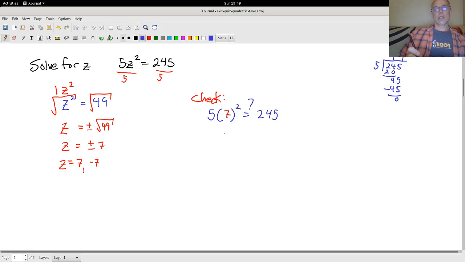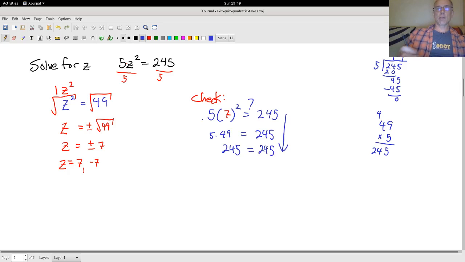7 squared is 49. And so now I have to check what 5 times 49 is. Well, if my division was right, that should be 245, but let's check. So 49 times 5. 5 times 9 is 45. 5 times 4 is 20, plus 4 is 24, and yeah, that equals 245. And so I get 245 equals 245. Right? Same 245 coming down, arithmetic on that side, check.